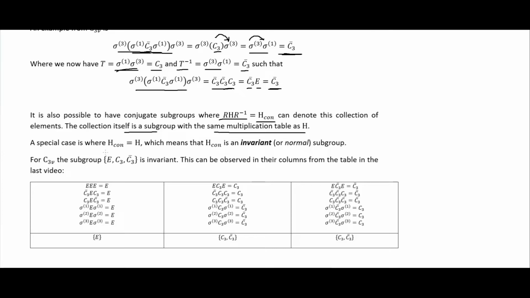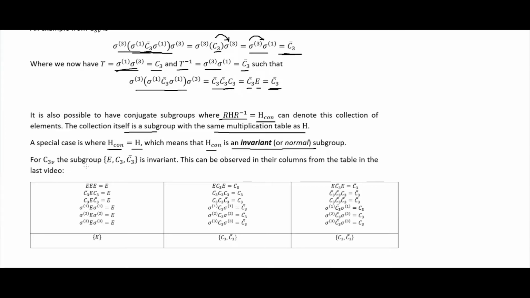But then there's this special case where our conjugate subgroup is just equal to the subgroup that we used to make the conjugate subgroup from. And so this conjugate subgroup is an invariant, or sometimes called normal, subgroup.